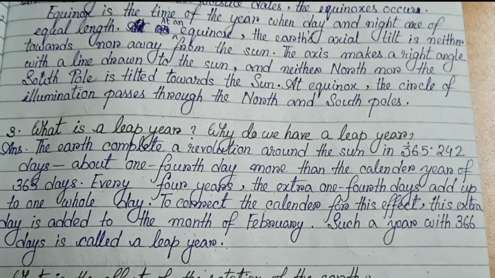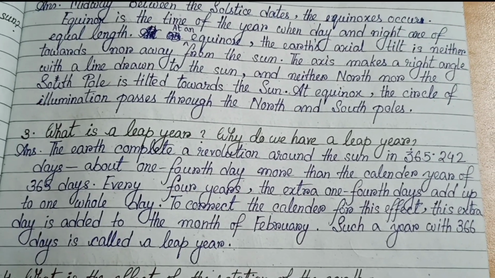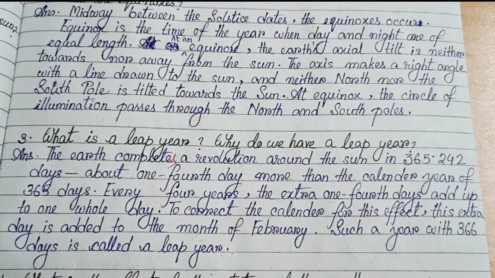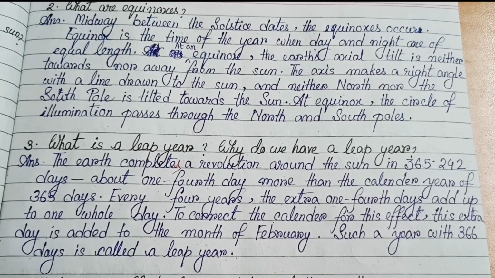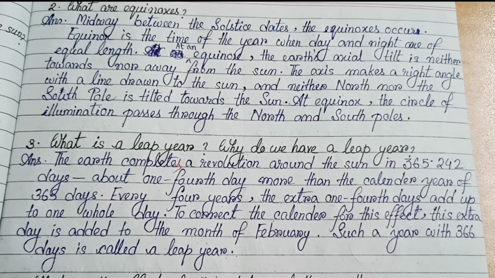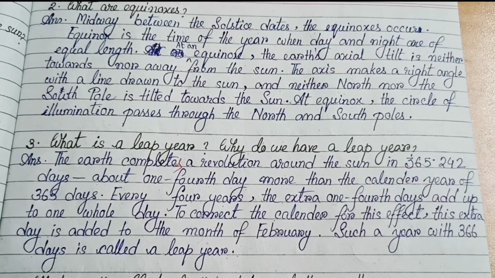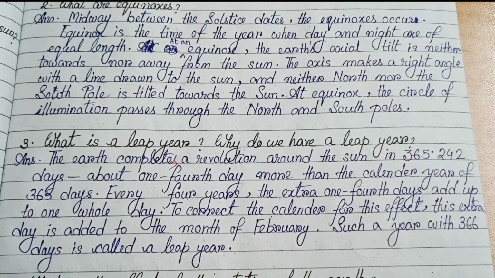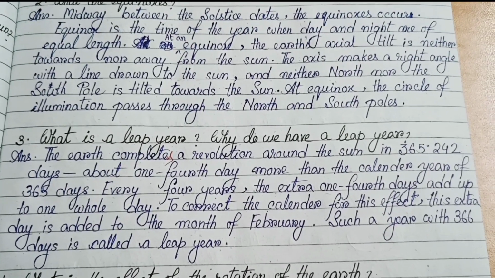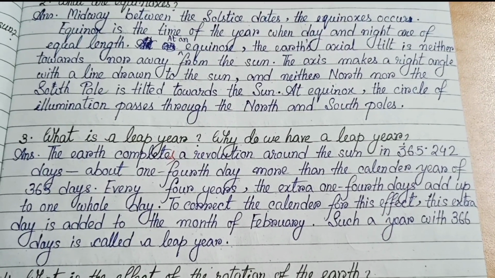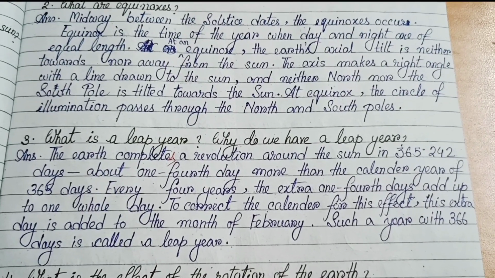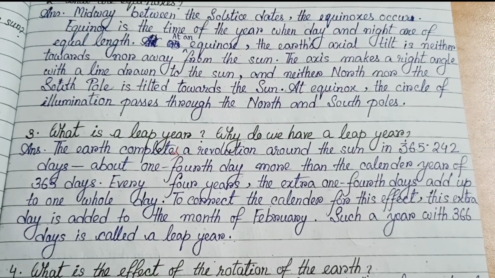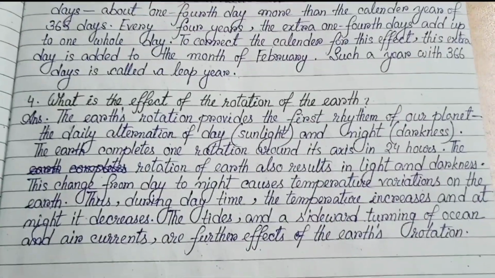What is a leap year? Why do we have a leap year? The earth completes a revolution around the sun in 365.242 days, about 1/4 day more than the calendar year of 365 days. Every 4 years, the extra 1/4 days add up to 1 whole day. To correct the calendar for this effect, this extra day is added to the month of February. Such a year with 366 days is called a leap year.